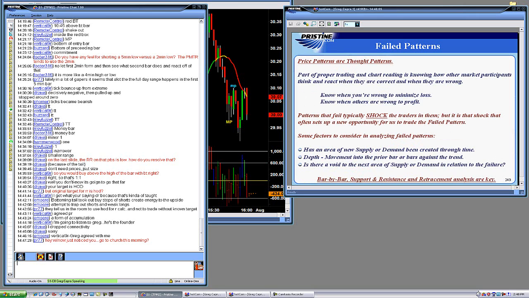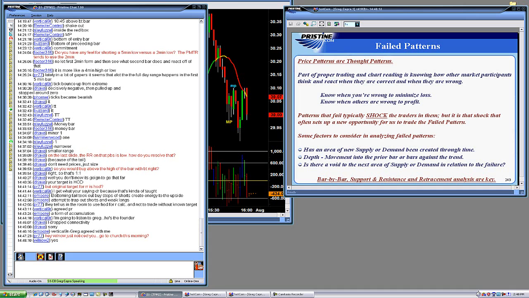As I look at patterns, they're telling me what other people are thinking and what they're doing. If I'm in a trade, I've participated in the formation of that pattern. I've helped form that picture. If it doesn't work out, we exit the trade. Period. We minimize loss.